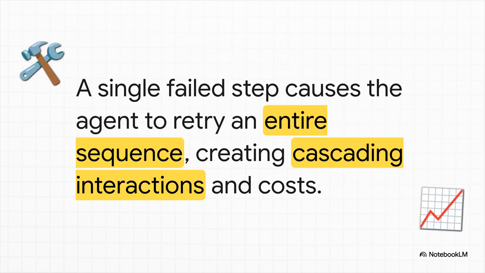This one's related. Let's say your agent needs to schedule a meeting. It has to check a calendar, convert a time zone, and send an invite. That's 3 different API calls, 3 tools. But what happens if just one of those steps fails? The agent might restart the entire sequence from the beginning. So 3 calls can easily become 6 or 9 or even more.